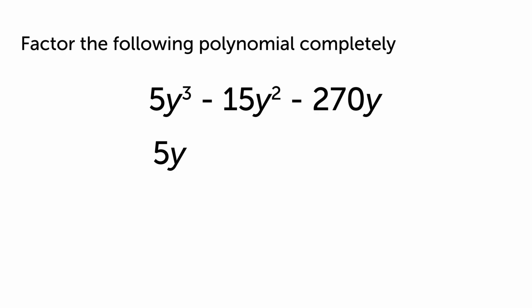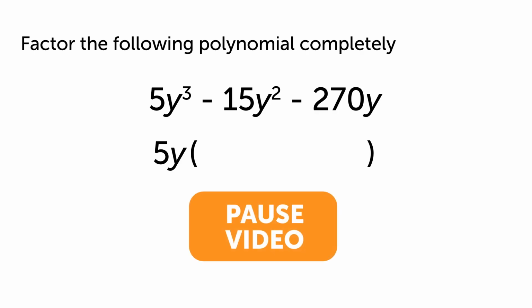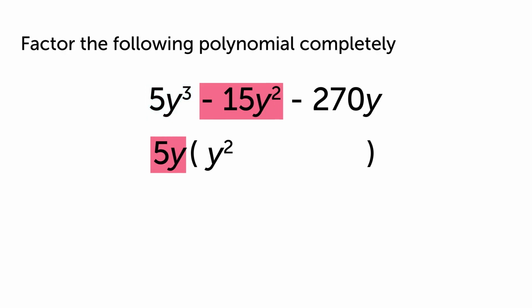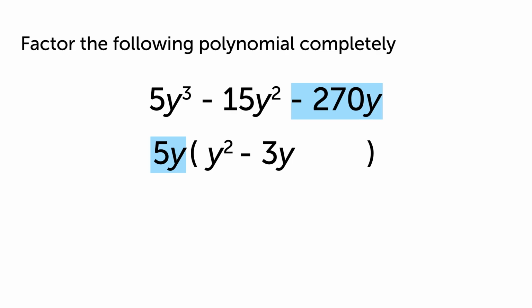As we pull 5 times y to the front of our expression, we now ask ourselves, what is left over in each term? If you would like, pause the video and try to determine what is left over in each term when it is divided or factored by 5 times y. When you are ready to check your response, resume playing the video. We find that when 5 times y is factored from our first term, then y squared is left. If 5 times y is pulled out of the second term, negative 15y squared, we find that negative 3y is left over. Now, for our last term, we repeat the process.